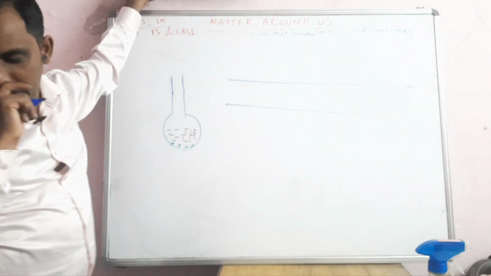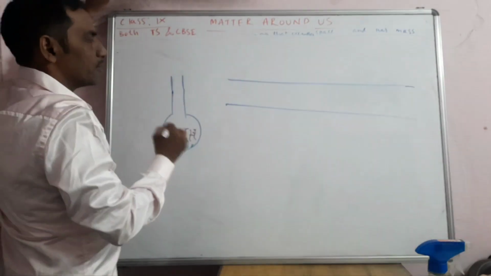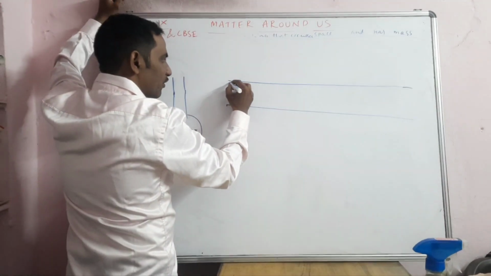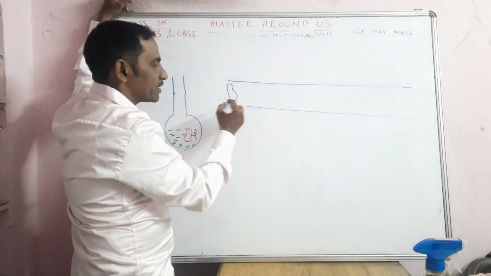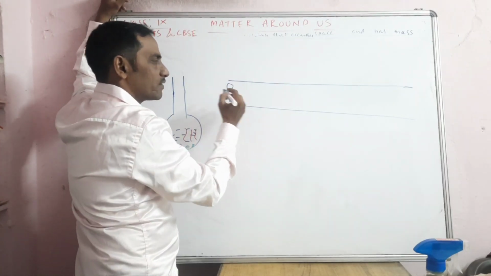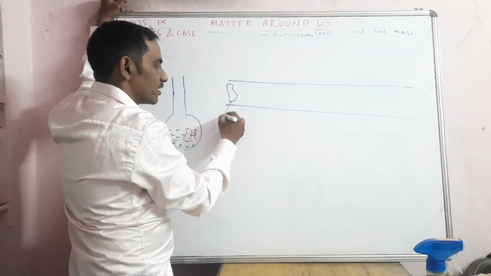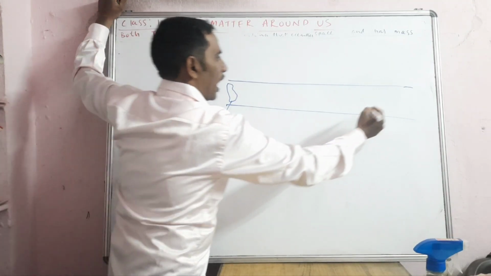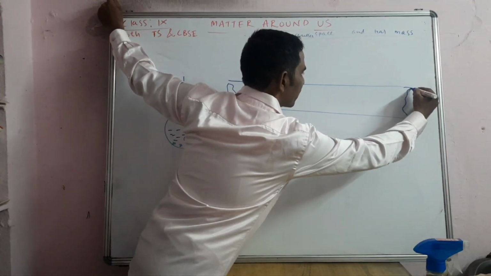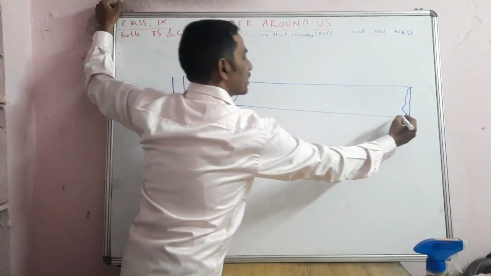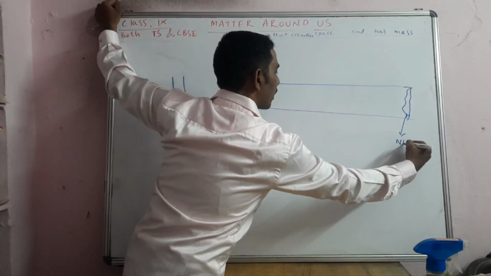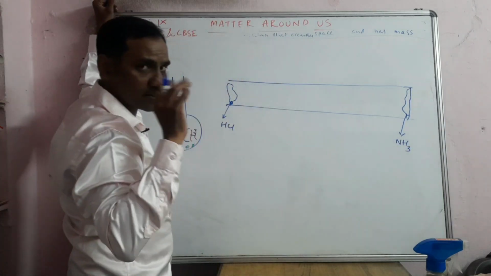Now you keep HCl and NH3 cotton plugs. The meaning of a cotton plug, you know very well: some cotton which you soak in hydrochloric acid, HCl. And another cotton plug you soak in ammonia.